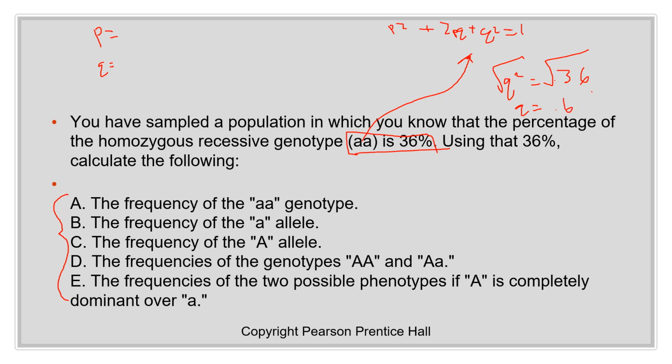0.6 times 0.6 is 0.36. Yeah, that makes sense, Mr. Crip. There we go. Okay, so we have 0.6 here. So we know what the Q value is. With this, can we then solve for P? Absolutely, because we know that P plus Q equals 1.